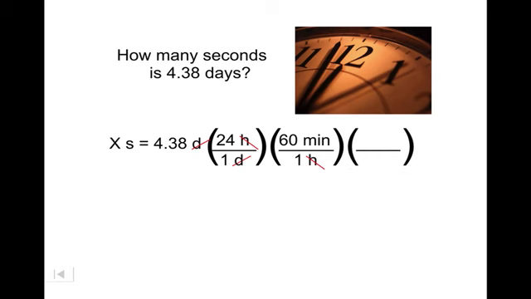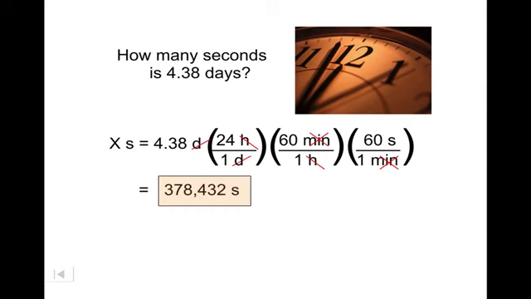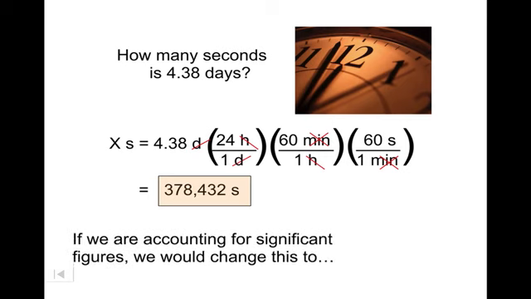Now we're going to go from minutes to seconds, and 1 minute will equal 60 seconds. Minutes has to be on the bottom, and 1 minute has to be equal to 60 seconds. When we multiply this out, we take 4.38 times 24 times 60 times 60. We get 378,432 seconds. It really should be 3 significant figures because that's what we began with. So it would truly be 378,000 seconds.